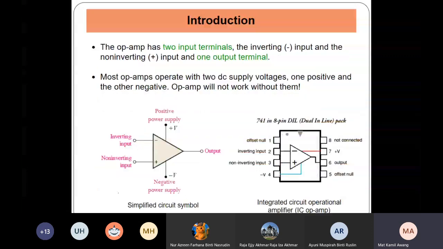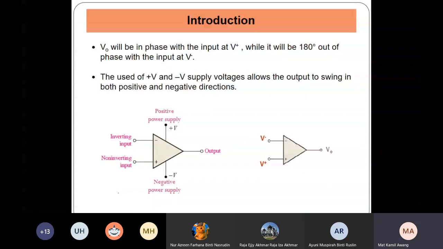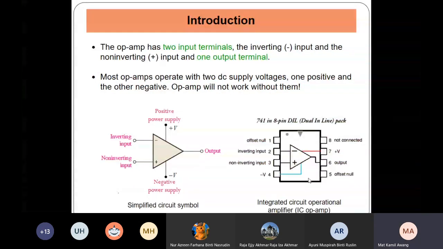Okay. The OpAmp has 2 input signals, which are the inverting input and the non-inverting input. You see my cursor here that I show you. These are the input signals, the inverting and non-inverting inputs, and you have 1 output.